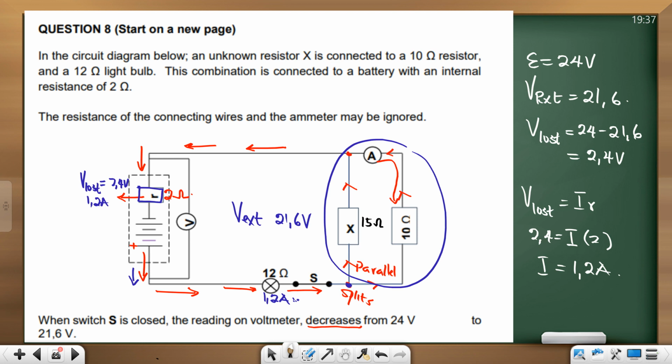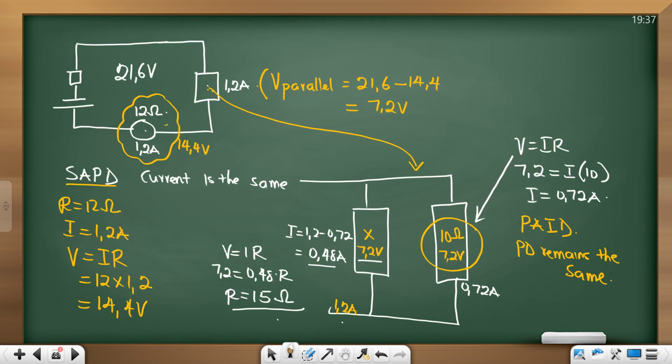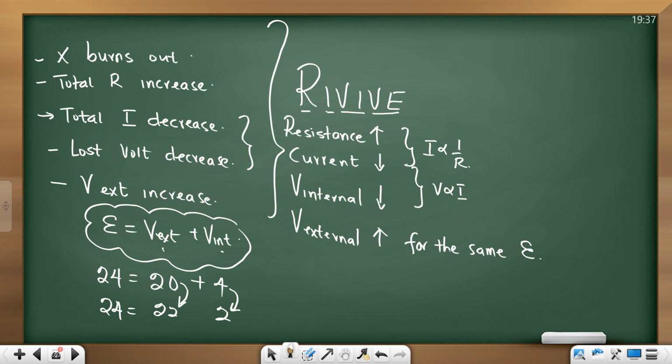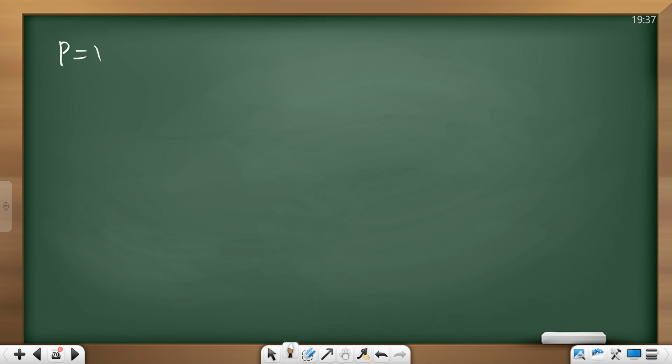You remember the examiner says what? Use a relevant power formula to explain. If you check your formula for power, what do you notice? P equals V squared over R. Formula there. Check, is it there?